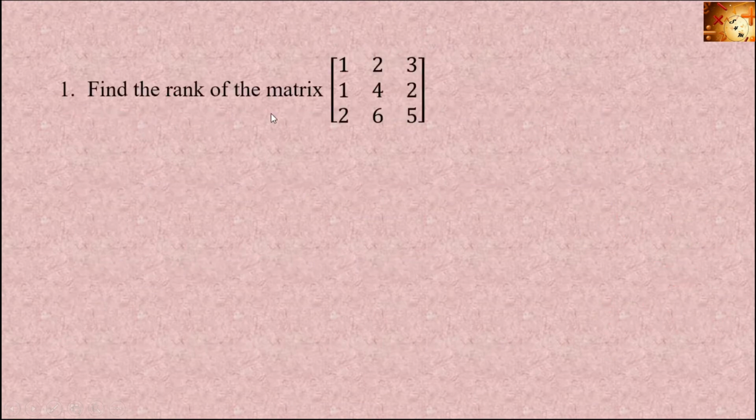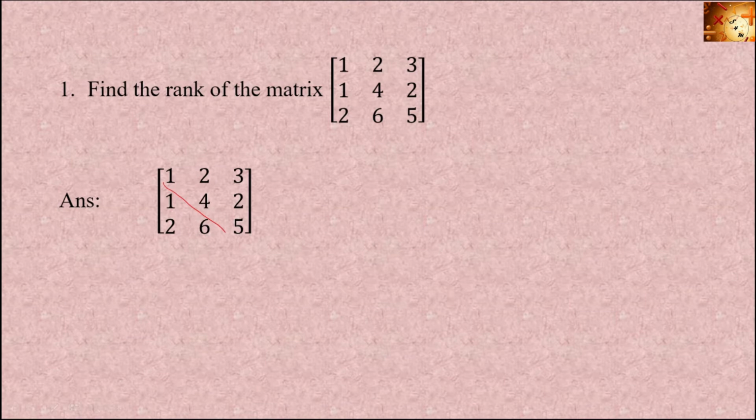Let's see the examples. Find the rank of the matrix 1, 2, 3, 1, 4, 2, 2, 6, 5. First of all, write the matrix 1, 2, 3, 1, 4, 2, 2, 6, 5. Next, I am going to reduce this matrix into its row reduced form, that is the upper triangular form. Here, the diagonal is 1, 4, 5. So, I want to make the elements 1, 2, 6 as 0.